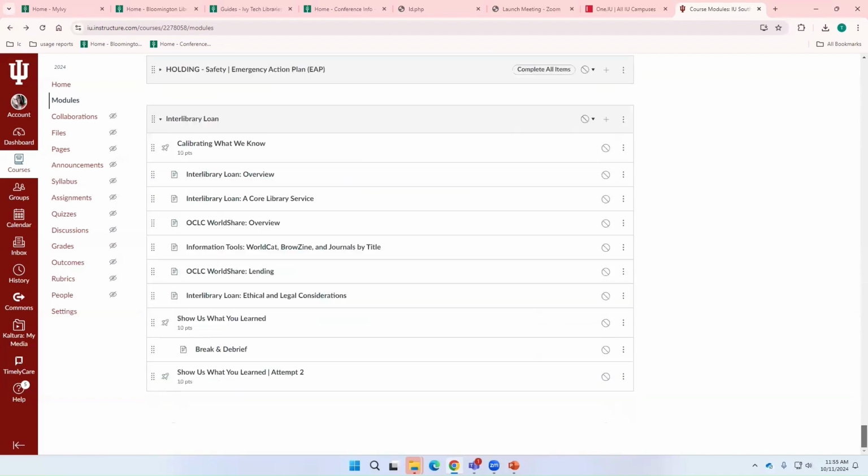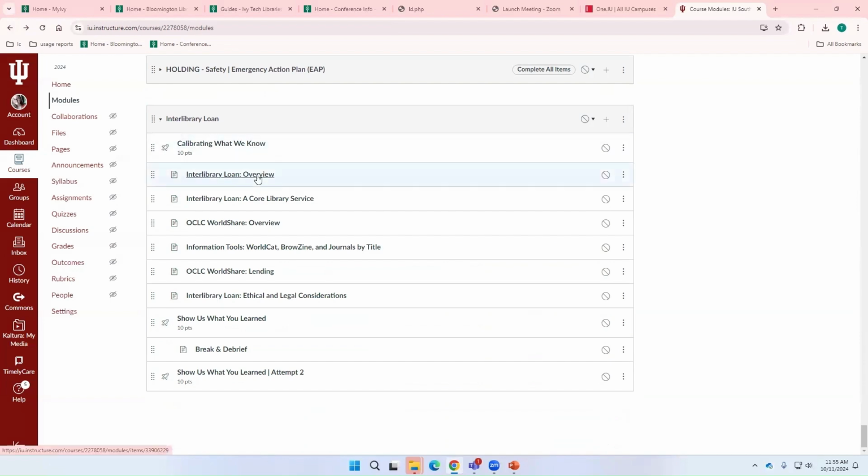I'm going to jump down to our interlibrary loan module, so you can see how we have set that up to ensconce it within our assessment plan. Again, we start off with a pre-assessment with questions based on both the theory of interlibrary loan and what they're actually learning within the pages of the module.